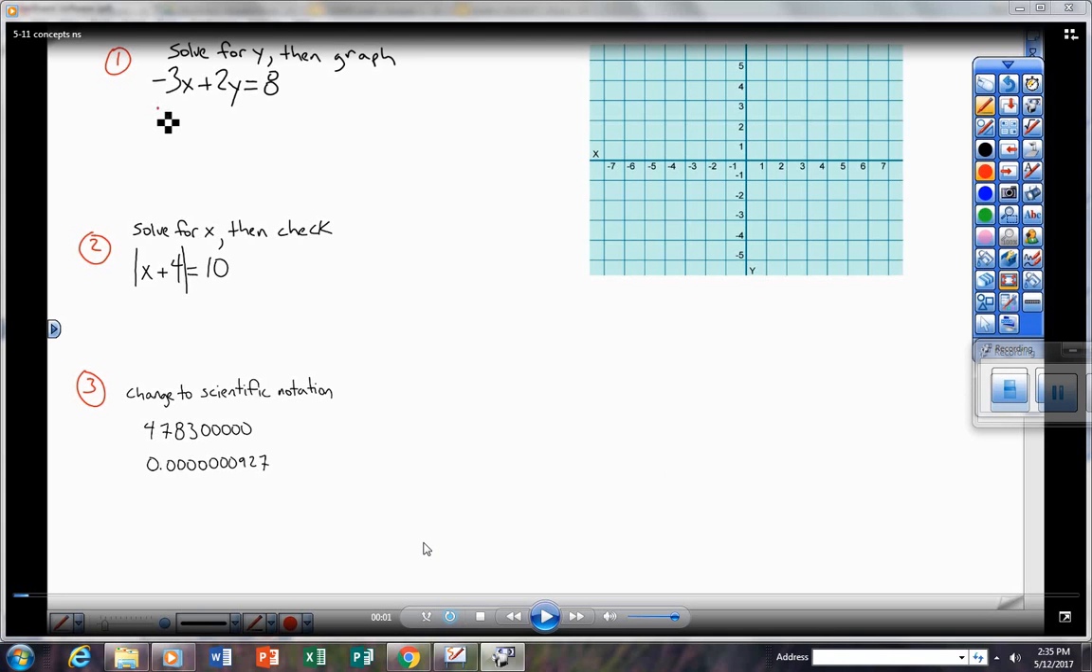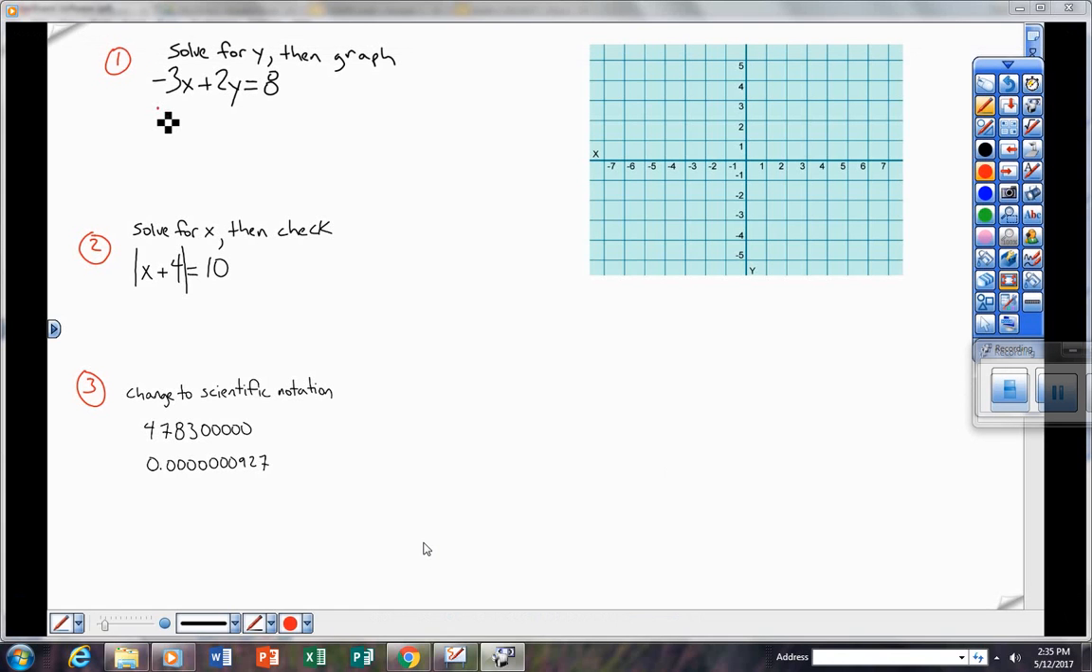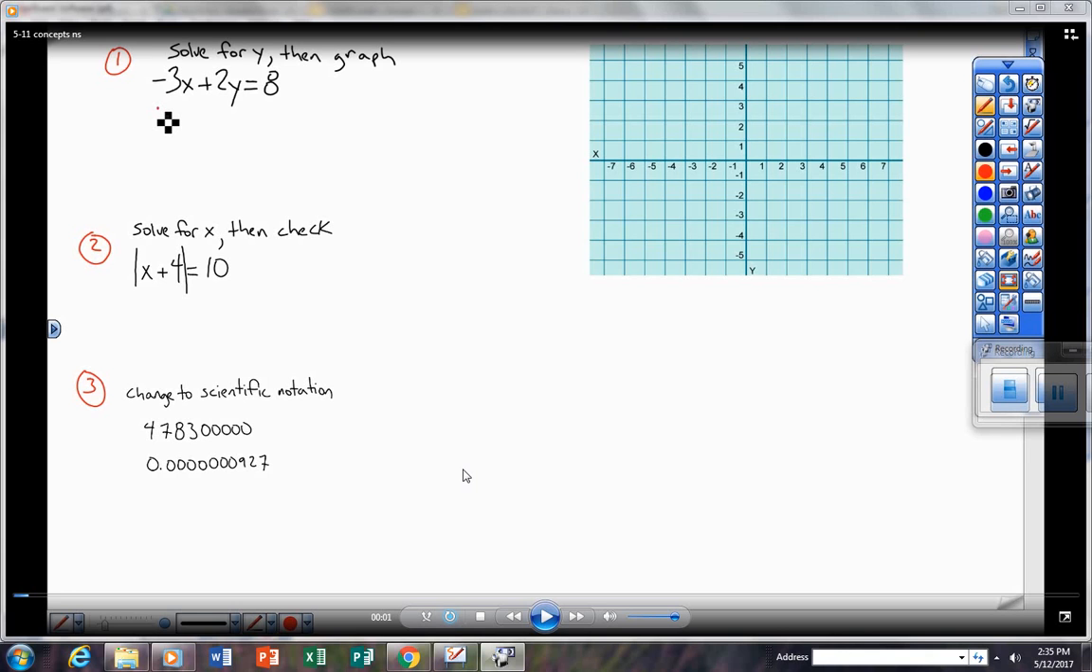Okay, hopefully you've had time to print these problems out and give them a try. I'm going to show you how to do these.